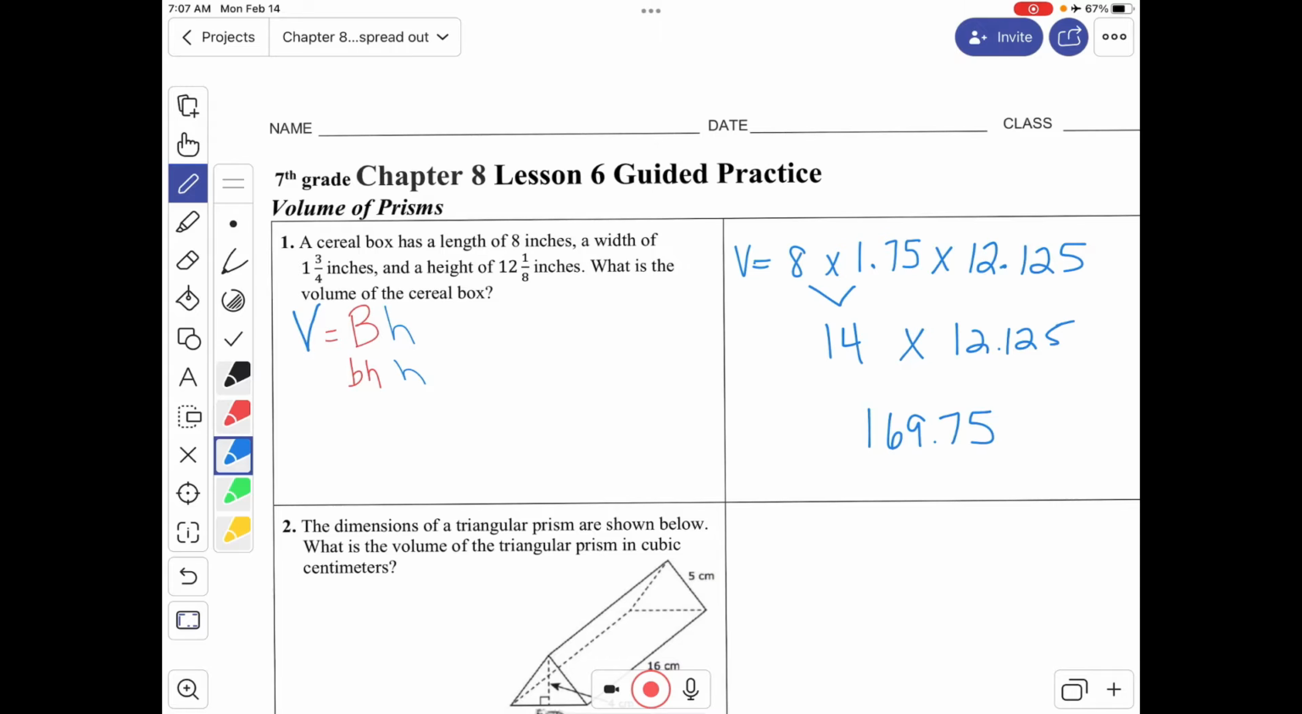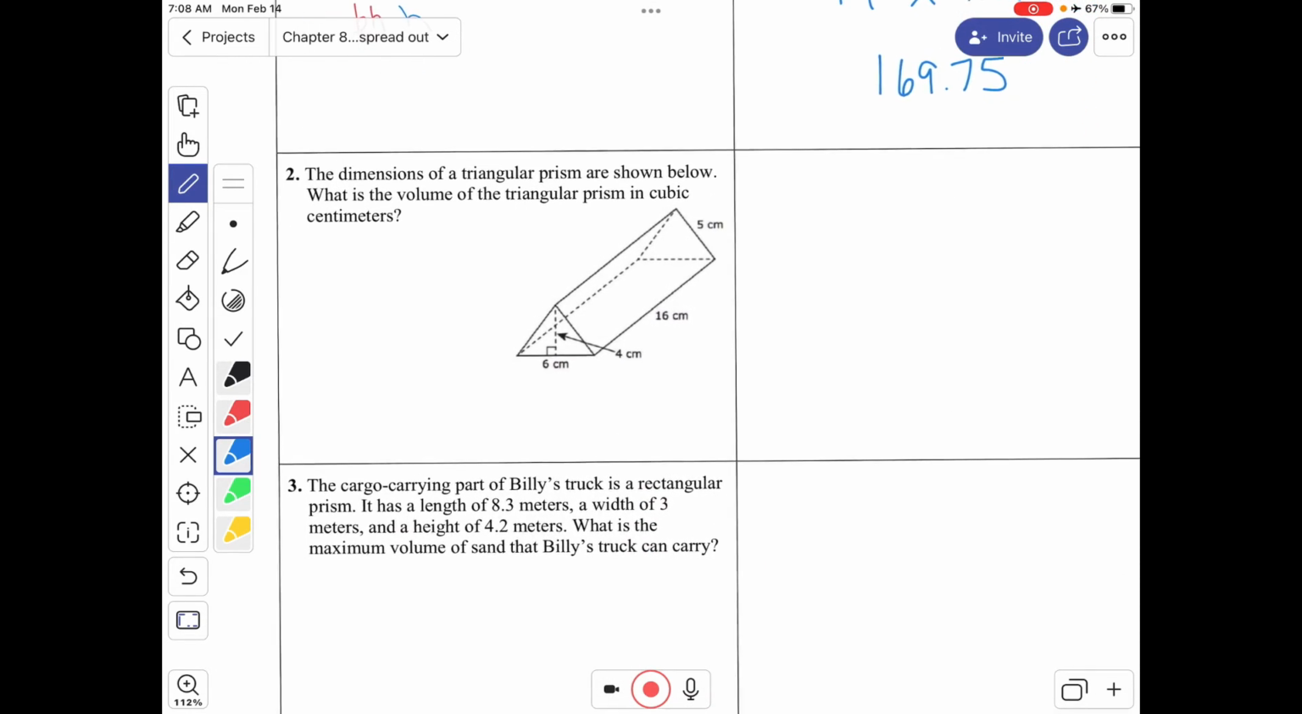Now let's look at your worksheet, your guided practice and your independent practice. Yes, it's on two different sheets, not because you have more work, but because you have more room. I gave you a little bit more room to work out the problems. Okay, so we're on Chapter 8, Lesson 6, Guided Practice, and I'm going to skip number 1, and let's go to number 2.